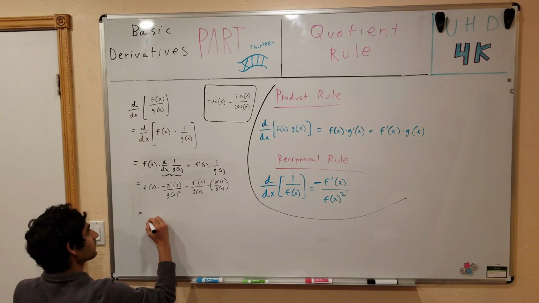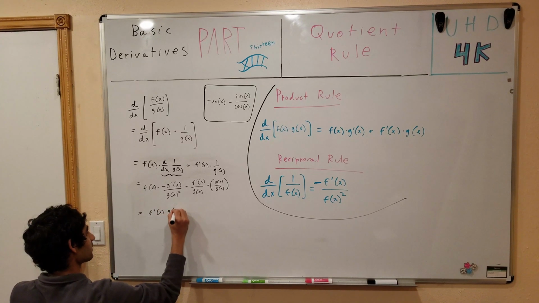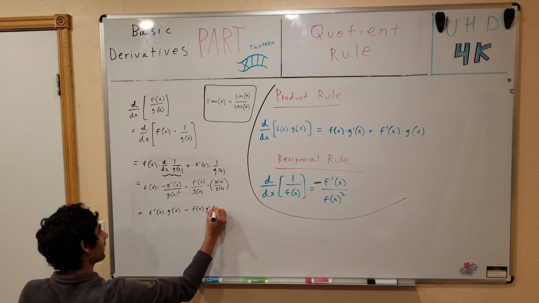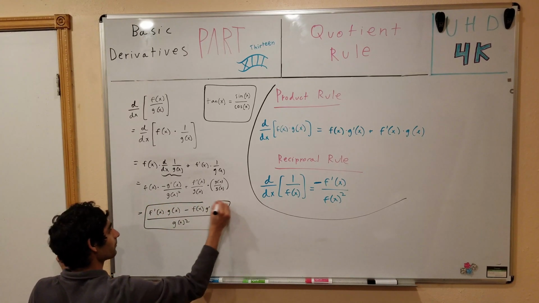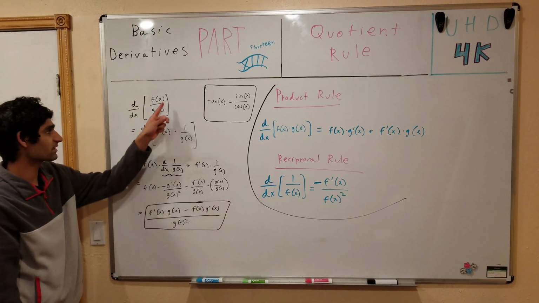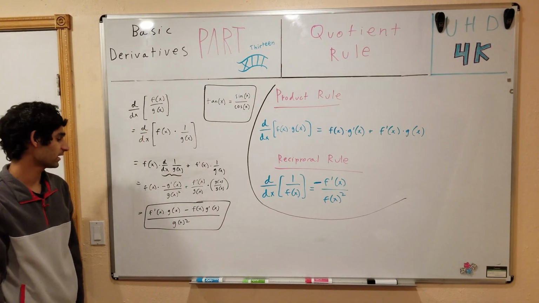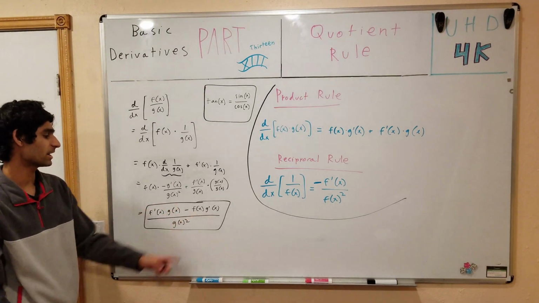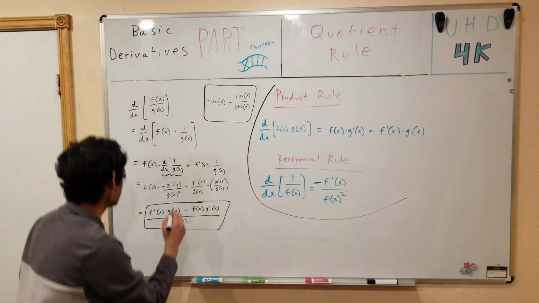So let's combine them. In the end, we end up getting f prime of x times g of x minus f of x g prime of x over g of x squared. And this is the quotient rule. So if you're taking the derivative of a function f of x divided by another function g of x, well, this is the rule you've got to apply: f prime of x times g of x minus f of x times g prime of x, divided by g of x squared.